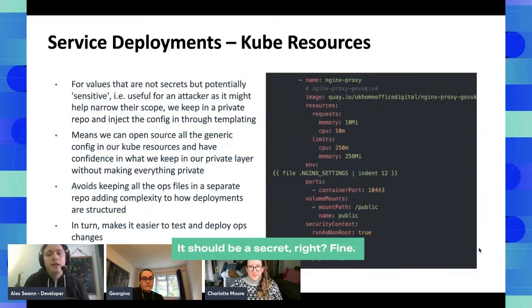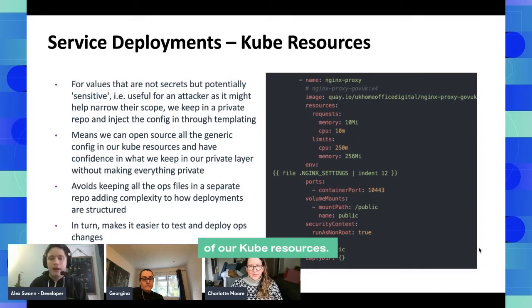So I was like, well, if anything should be a secret, it should be a secret, right? Fine. But also, let's be mindful of, if we make open source the majority of our Kube resources, is there anything in there that might not be a secret but be deemed sensitive? So maybe ingress annotations, or Nginx settings here for your Nginx reverse proxy.